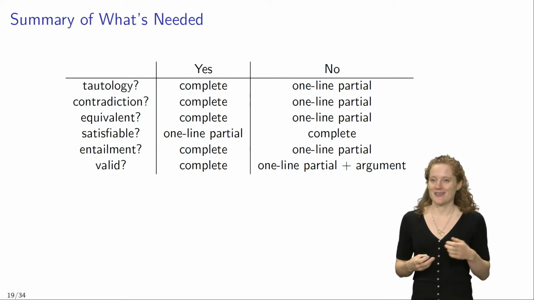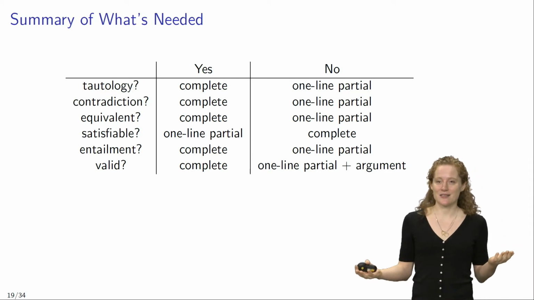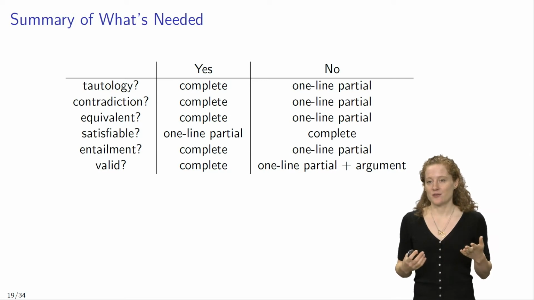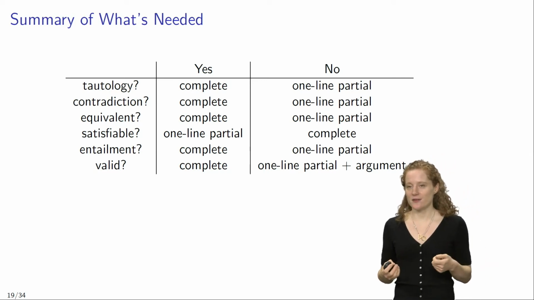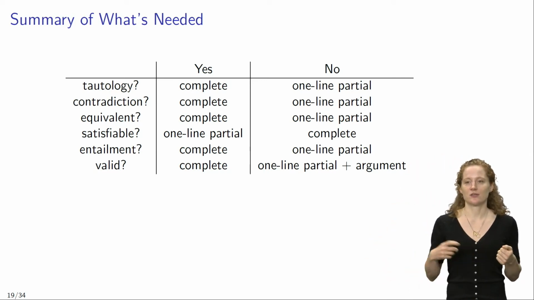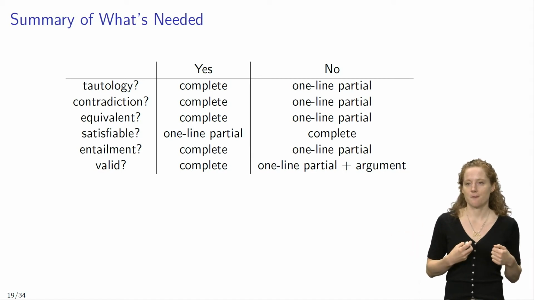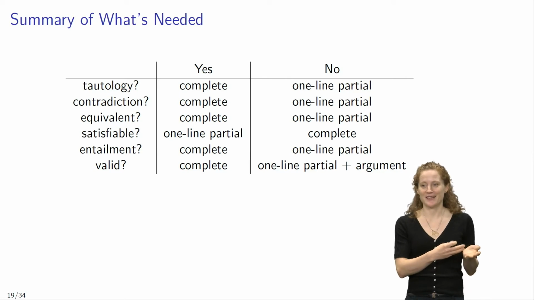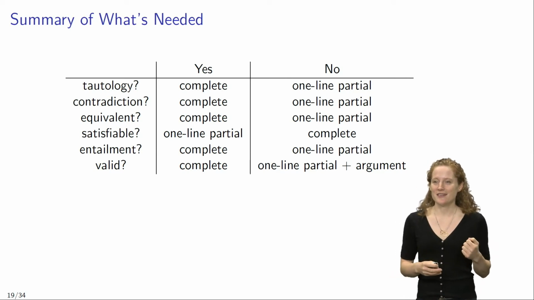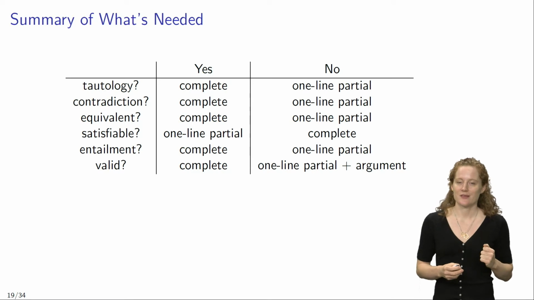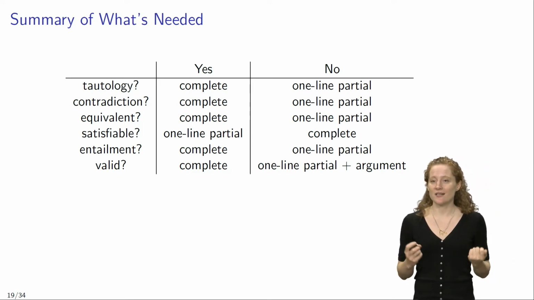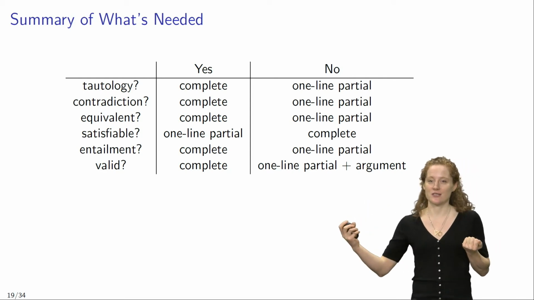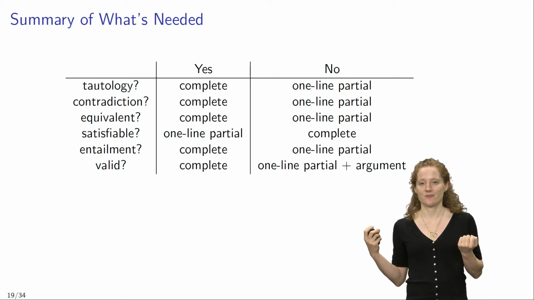Now, in order to show that given premises entail a certain conclusion, you need a complete truth table, and you need to show that every valuation that makes all of the premises true also makes the conclusion true. In order to show that given premises do not entail a certain conclusion, you merely need a one-line partial truth table. Specifically, you only need one line in which all of the premises are evaluated as true, but the conclusion is evaluated as false.